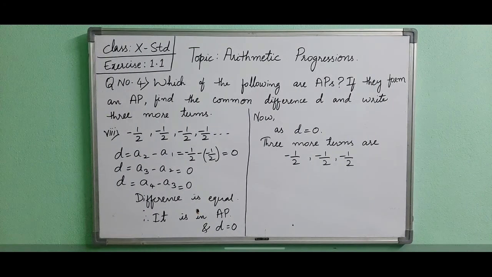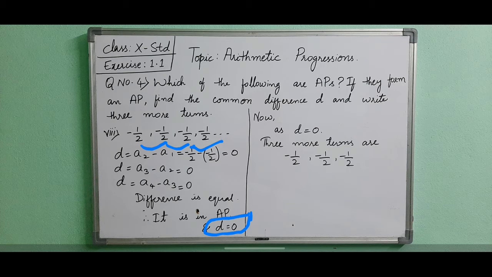The same way, we are going for the next 7th question here. What is the next question? -1/2, -1/2, -1/2, -1/2. If you see here carefully, all the terms are the same. When we are subtracting two same quantities, the difference will become 0. So when the difference is same, it is in AP. When it is in AP, the common difference D is here 0 itself. Why is it becoming 0? Because all terms are same. That's why their difference is 0.